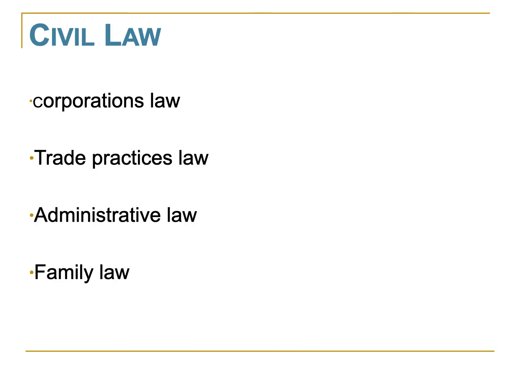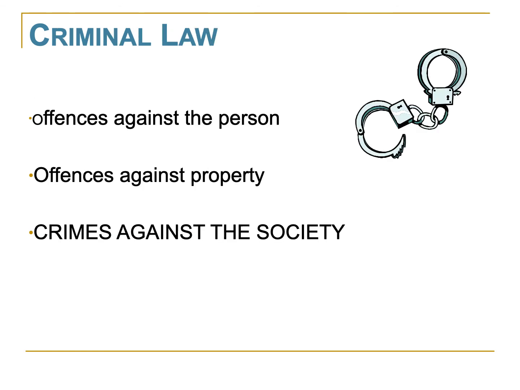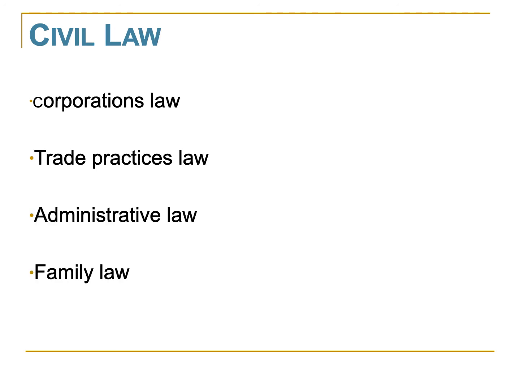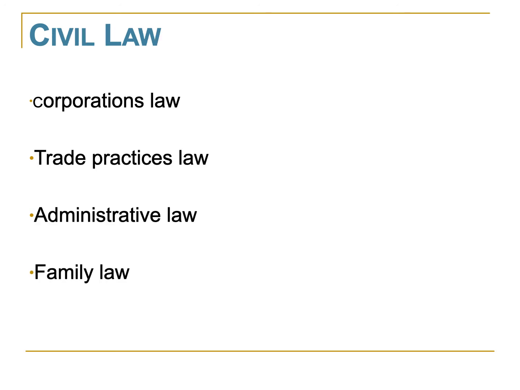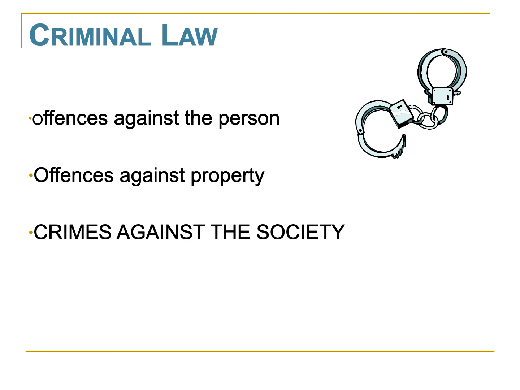And with civil law, you have corporations and trade, administrative, and family law, whereas criminal law is offenses against persons and offenses against property. But really, the difference between criminal law and civil law is that criminal law is a crime against society. Civil law is a wrong against the individual, the collective versus the individual.